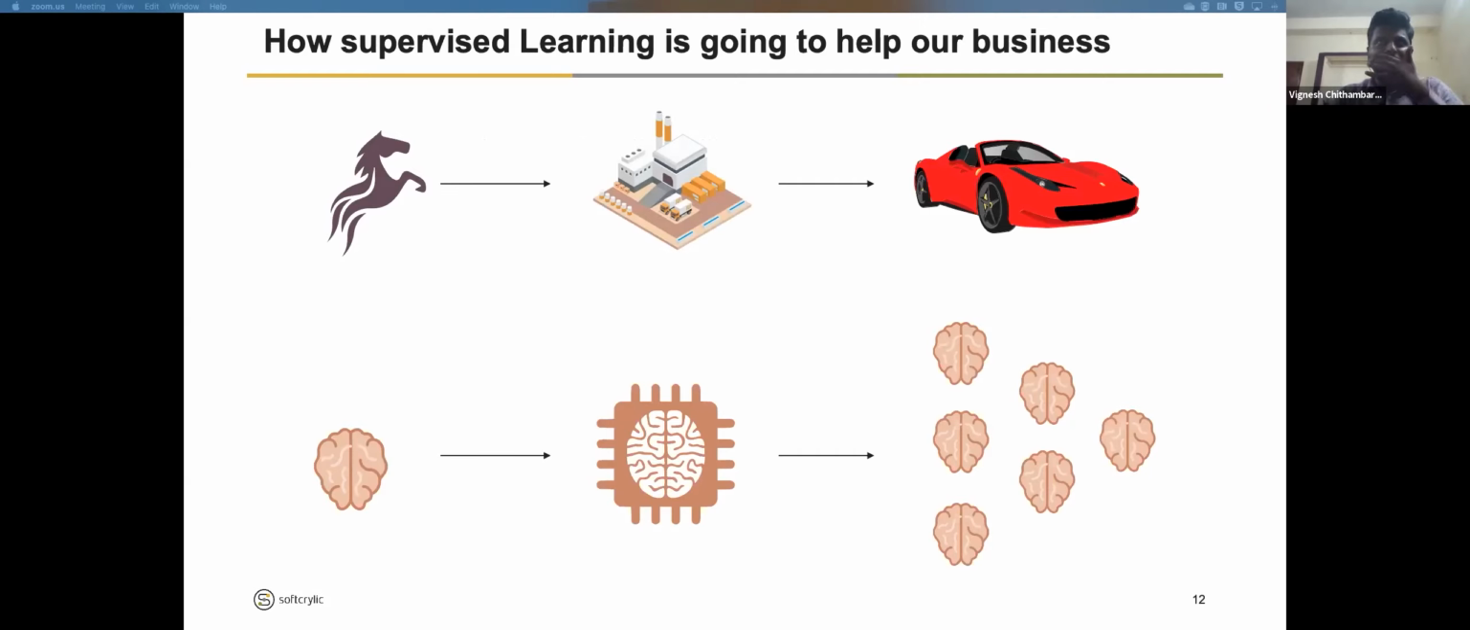So let us use a simple analogy here, like how a supervised model is going to help our business. The industrial revolution helped us move from 1 horse to 1,000 horsepower. Similarly, this supervised ML model is going to help us move from 1 brain to 1,000 brains, which work simultaneously to answer our business problem or business question which we are trying to answer.